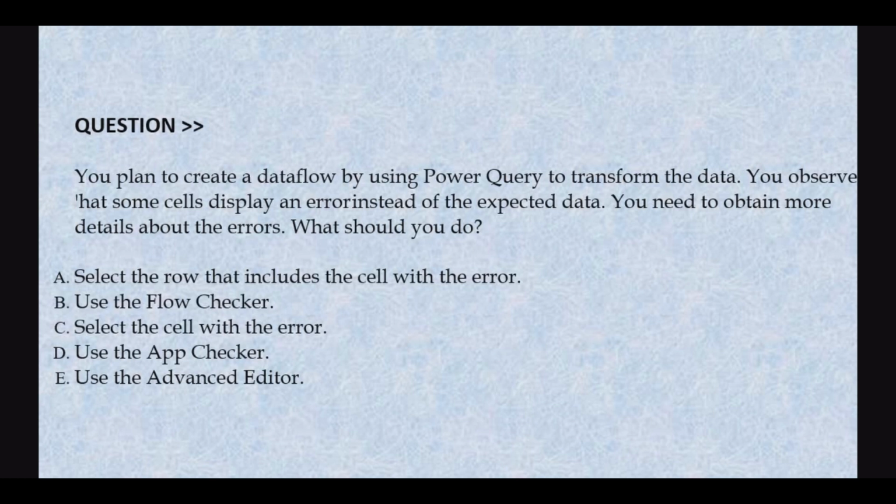Option A, select the row that includes the cell with the error. Option B, use the flow checker. Option C, select the cell with an error. Option D, use the app checker. Option E, use the advanced editor. Correct answer is option C.